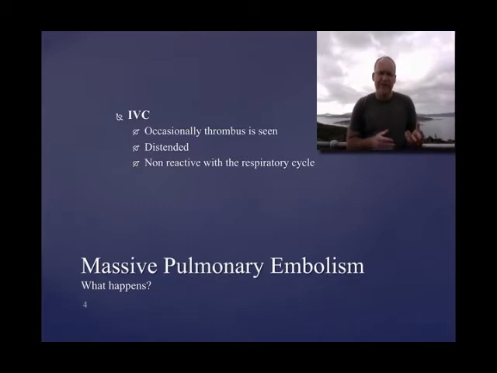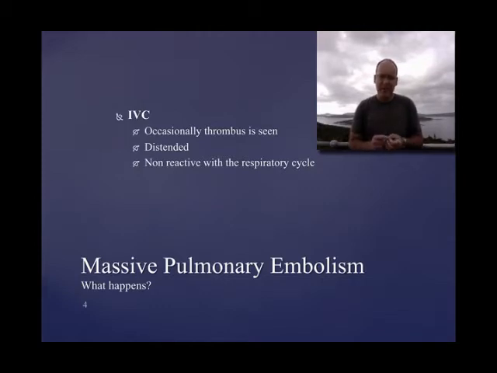So looking in the IVC, you can see thrombus occasionally, and we'll show you how to look in the IVC. You tend to look just about 2 centimeters distal to the hepatic veins, and you look for the size of the IVC and its respiratory variation, and other lectures will discuss that. So as I say, occasionally you can see thrombus.